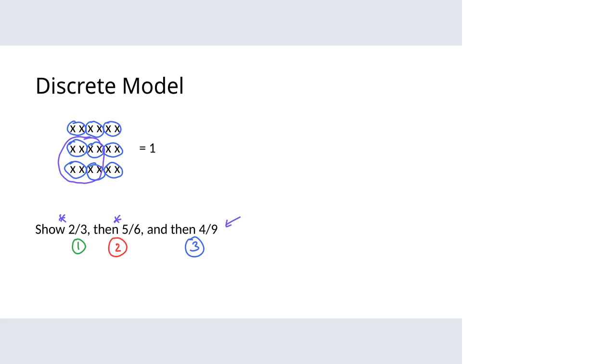Okay, let's look at another discrete model question. If that equals 1, show 1/3. How would you show 1/3? Take a minute, sketch that out, decide where 1/3 would be, and then we'll do it together. We've got a 3x4 array. We want to show 1/3.